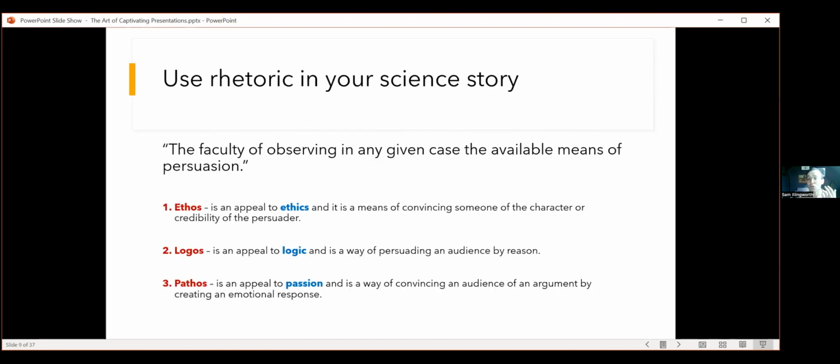So using rhetoric in our science story, again, remembering rhetoric is the faculty of observing in any given case the available means of persuasion. So ethos is an appeal to ethics, and it's a means of convincing someone of the character or credibility of the persuader. So it's about convincing the audience that you as a speaker are worth listening to. Logos is an appeal to logic, and it's a way of persuading an audience by reason. And pathos is an appeal to passion. So it's an appeal to the emotions of the audience as well. And if we have all three of these things, ethos, logos, and pathos, then we can use them to construct a narrative that connects with our audience.